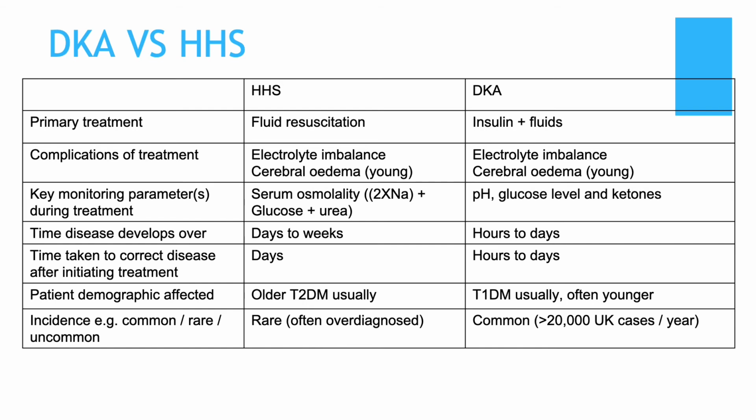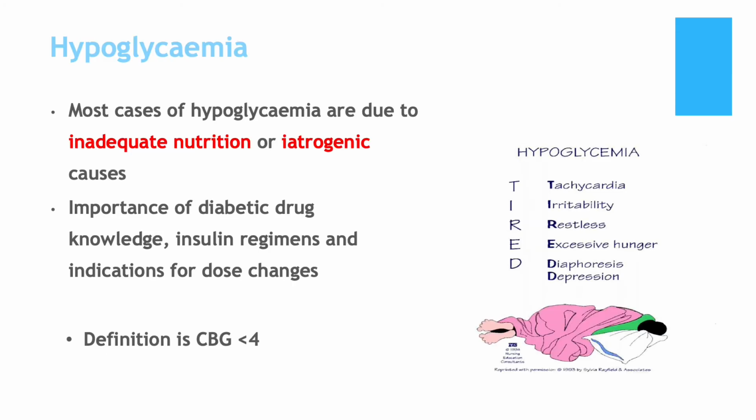The incidence, so HHS is quite rare. We tend to overdiagnose it, whereas DKA is very common, so more than 20,000 UK cases per year. So moving on to our final emergency now, hypoglycemia. Most cases are due to inadequate nutrition or iatrogenic causes. It's important to understand the normal diabetic drug regime for the patient and the indication for any dose changes. We define hypo as a capillary blood glucose of less than 4.